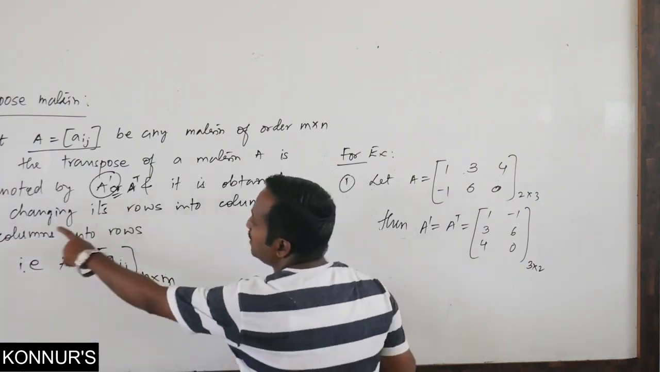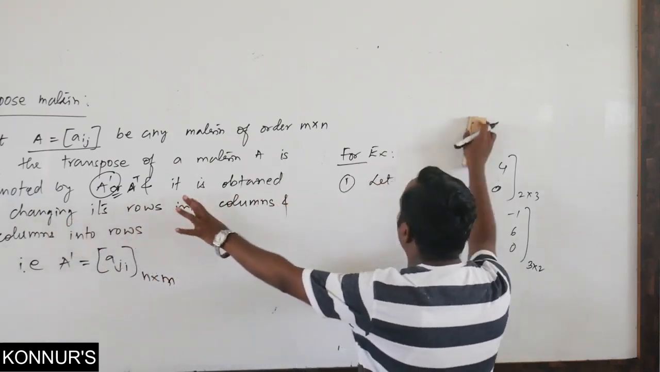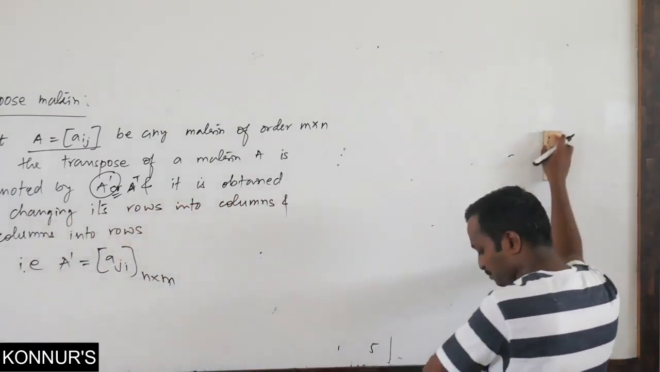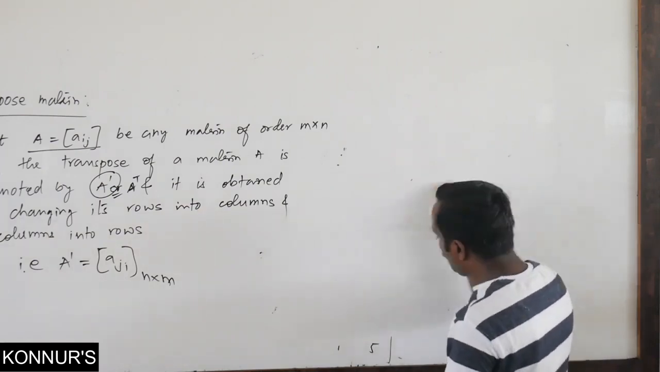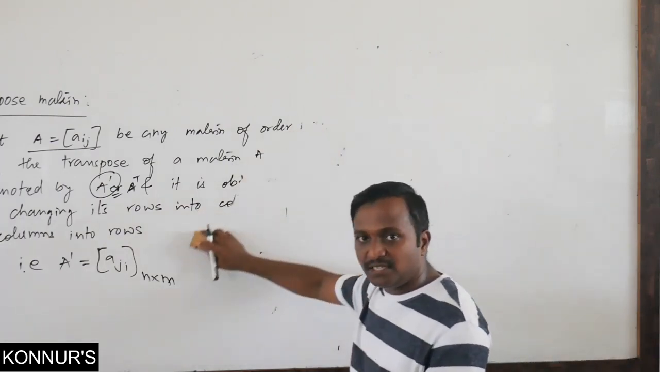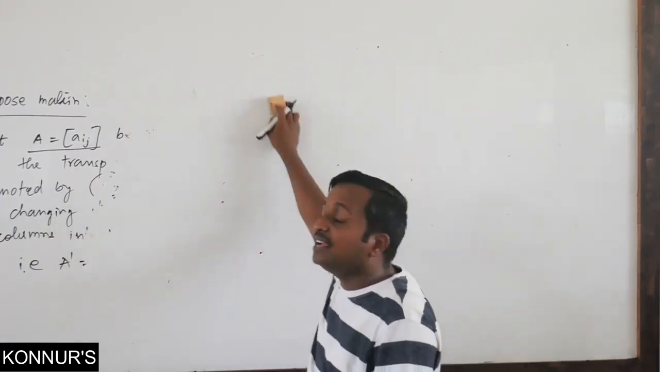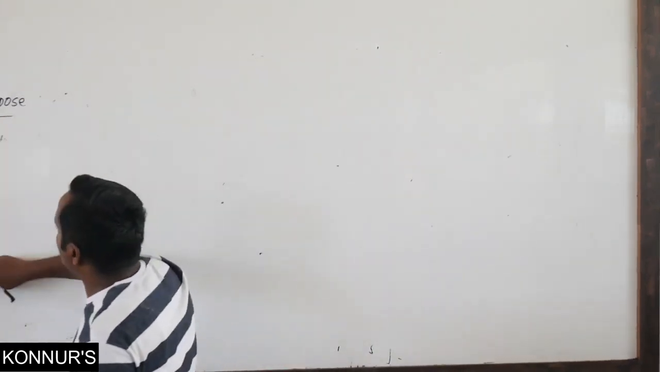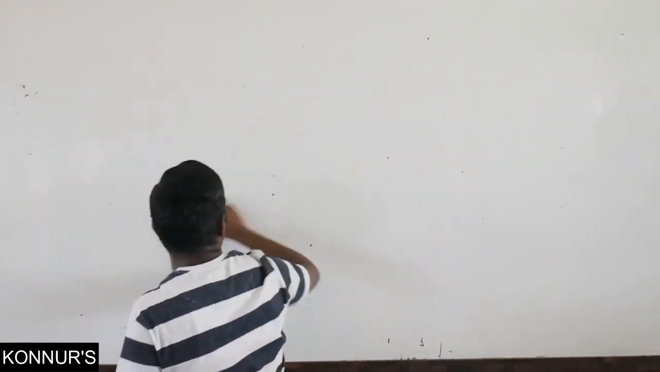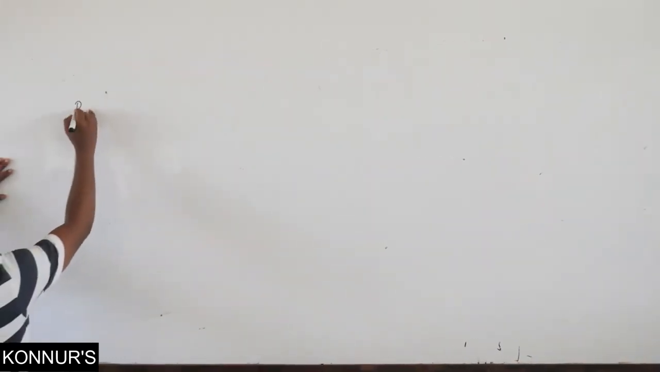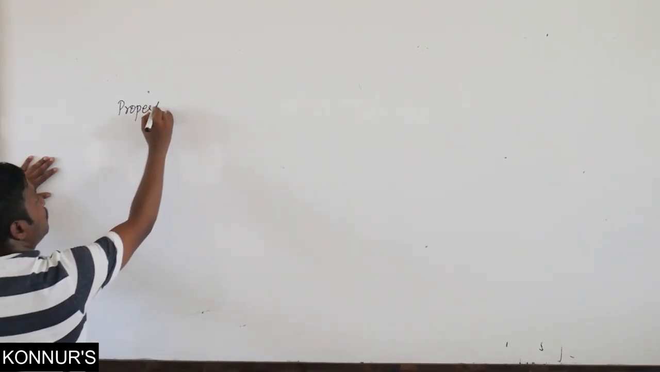It is obtained by interchanging rows and columns. If you write, it is better. Interchanging rows and columns of a matrix, we will get the transpose of a matrix, and it is denoted by A dash or A transpose. We can symbolically mention that. And here we can observe some properties of the transpose of a matrix, we will discuss it now.